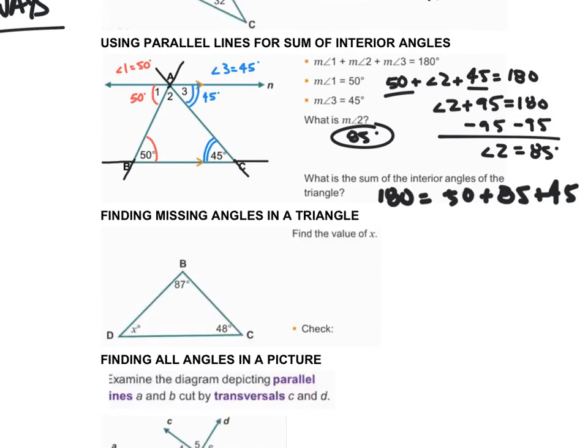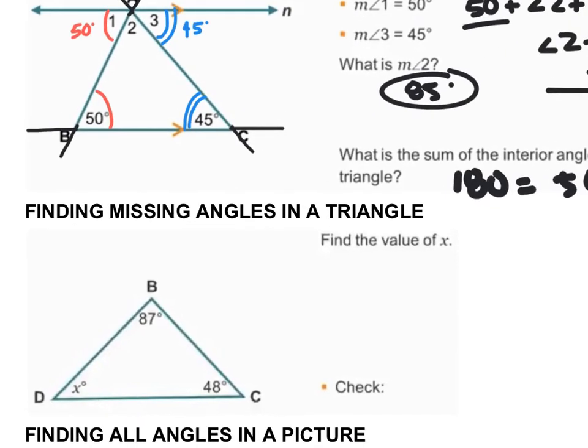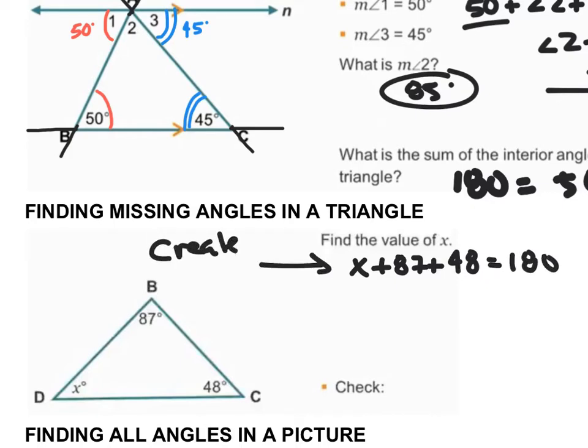So now the question is, all right, given this scenario and given this picture, we can figure out what this angle is, because I know that all the angles in a triangle add up to 180. So find the value of x. All right, I'm just going to do this. I'm going to do x plus 87 plus 48 is equal to 180. This is something that you have to create. Given the picture and finding the value of x, what you have to do is sit there and set up an equation and solve, okay?